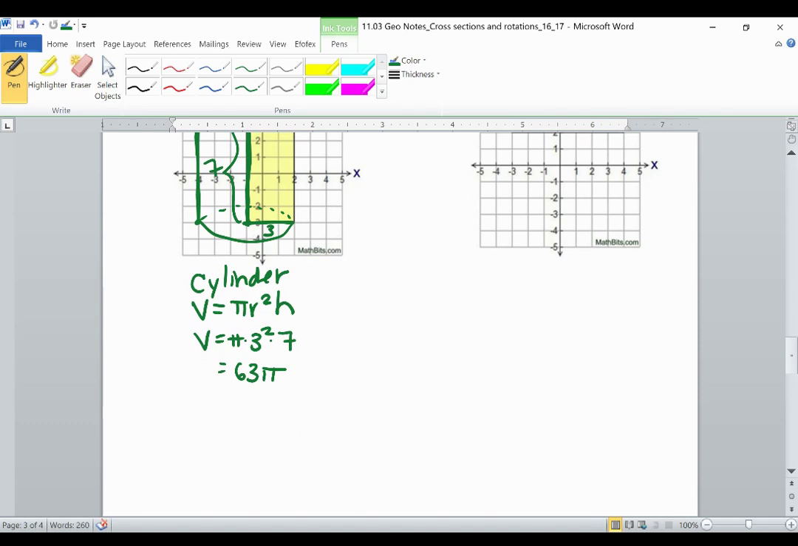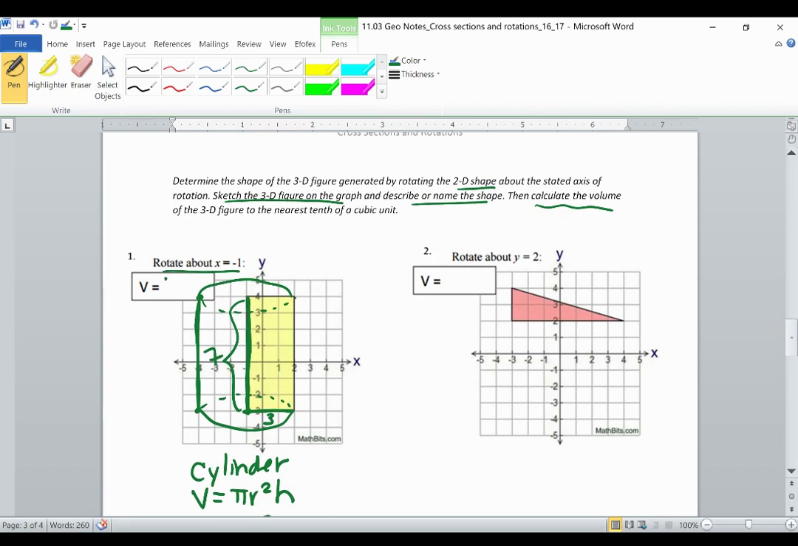And this asked us to round it to the nearest tenth of a cubic unit. So we're going to go to our calculator, type in 63 pi. It gives us approximately 197.9203372. Nearest tenth, our final answer would be 197.9.